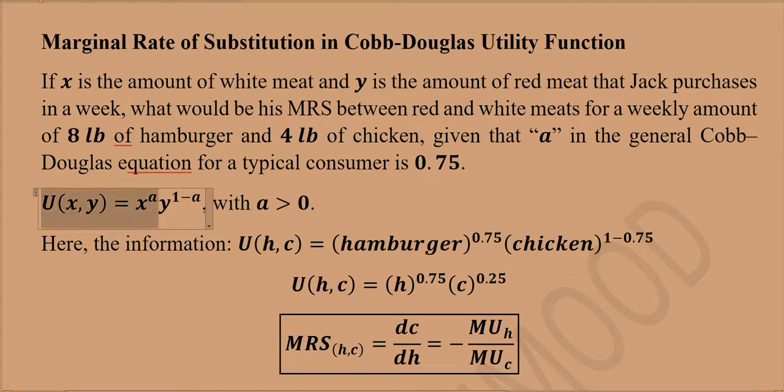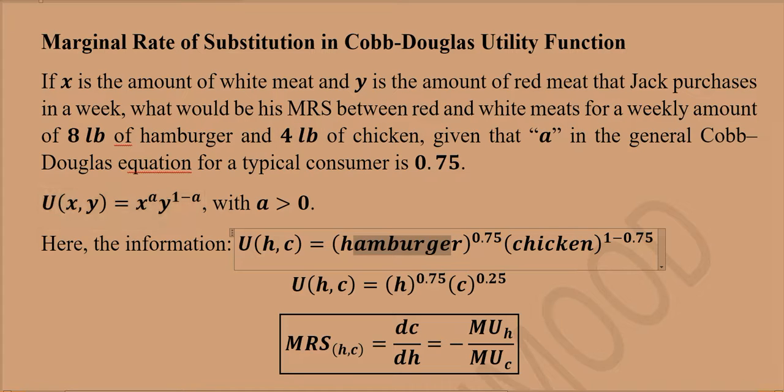This is the standard form of the Cobb-Douglas utility function, where small a is a positive value, and here we are assuming that its value is 0.75. So if it is 0.75, we can write its value here as we have written here, and it will be 1 minus a with the other variable that is in its power, and the first good is hamburger and the other good is chicken, as it is already mentioned here.